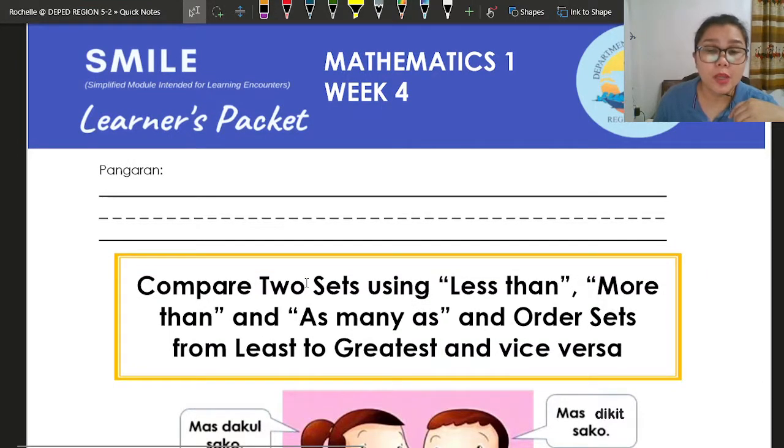Our topic for this week is compare two sets using less than, more than, and as many as, and order sets from least to greatest and vice versa. So this learner's packet is composed of two topics, but they are related to each other. I will discuss it in detail so you won't get confused, and then the terms less than, more than, and as many as will be clear to you.